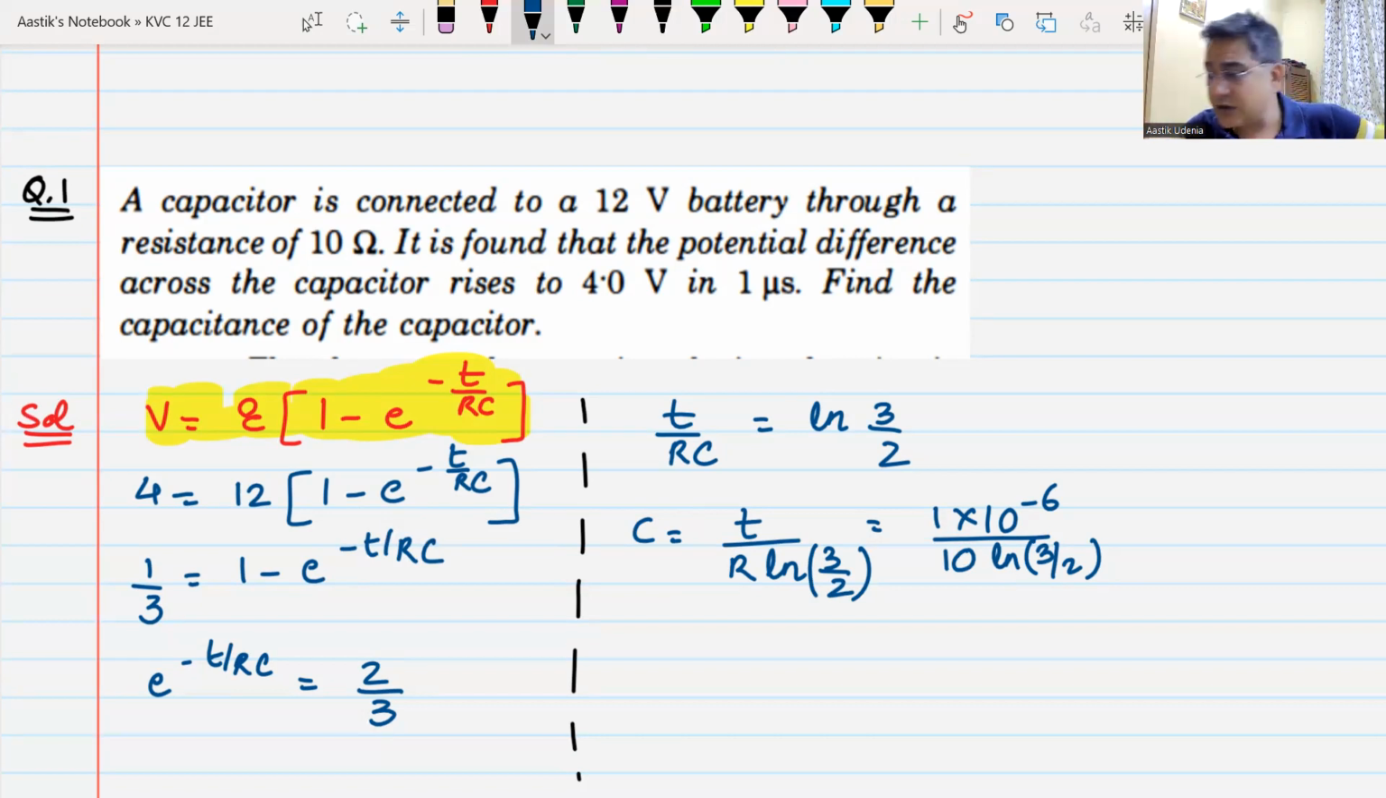Now this question, instead of giving it as a voltage, it could have been given in terms of charge. Doesn't matter, the same equation comes. It could be given in terms of current. Doesn't matter, the equation of current comes. It all boils down to something of this nature. Do we understand this? Sir.